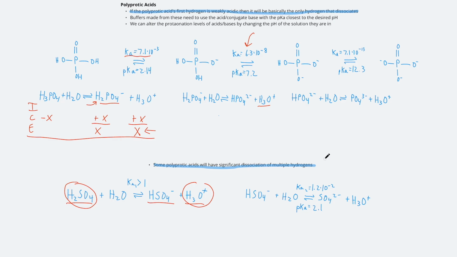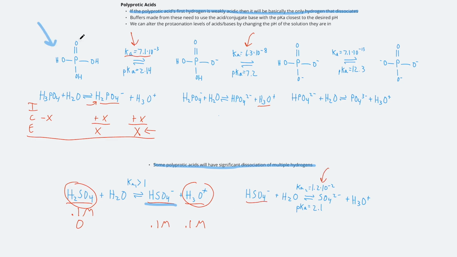So let's say we started with 0.1 molarity of H2SO4. Then after time is allowed for the acid to dissociate, we will have none of that left. All of it will have turned into HSO4- and H3O+. So now we need to consider how much of HSO4- is going to dissociate. And if you look at the Ka for HSO4-, it's actually fairly significant.